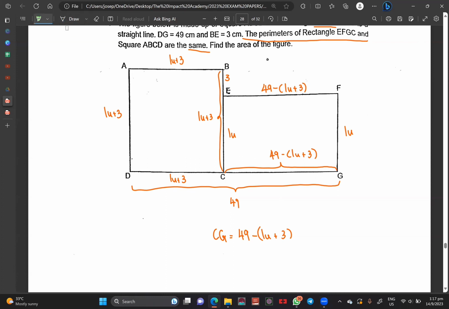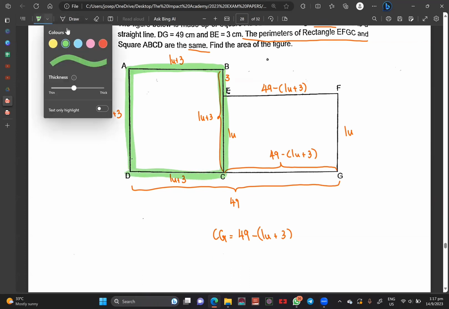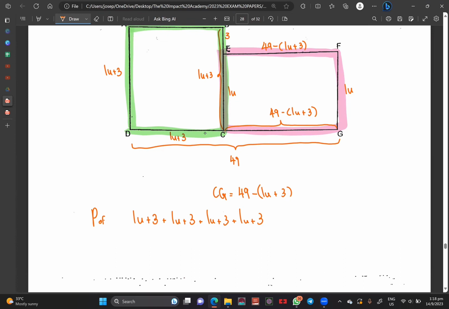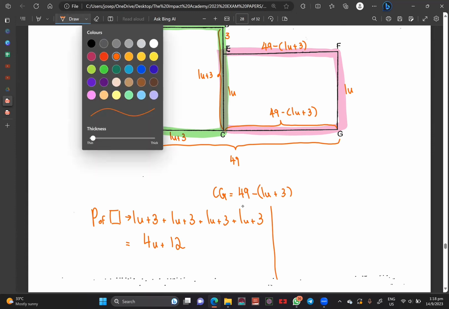I know that the perimeter of this is actually the same as the perimeter of this. So I want to write it out first. Let's talk about the perimeter of the square. The perimeter of the square is 1 unit plus 3 plus 1 unit plus 3 plus 1 unit plus 3 plus 1 unit plus 3. From here you see 1 unit, 1 unit, 1 unit, 1 unit. So that is basically 4 units plus 3, 6, 9, 12. So that is 12.